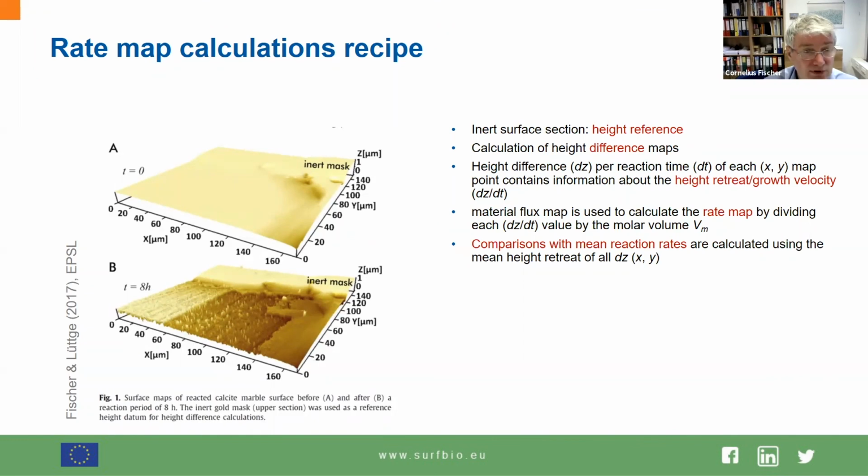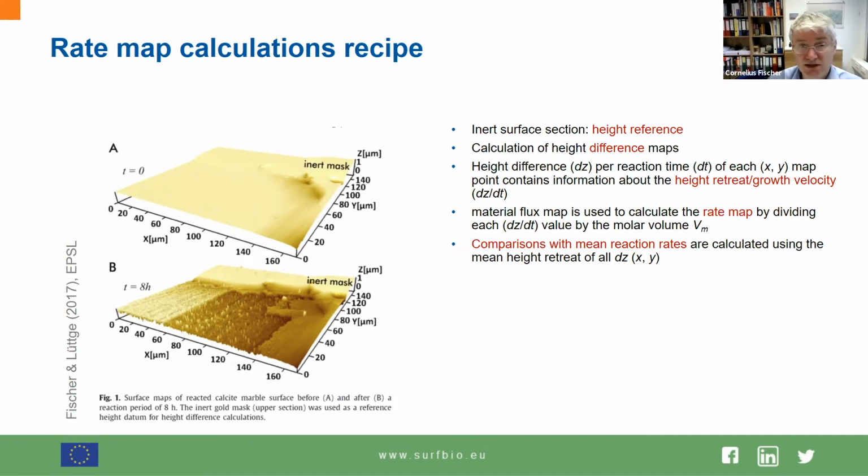So that's another example of a reacting surface. On the left side, that's the starting topography at t = 0, and that's after a corrosion of 8 hours. And what is important is to provide an inert mask as a reference surface. And with this reference surface, you can recalculate for all the other XY couples of your data set what happened to them during the reaction from each measurement to the other. We can calculate height difference maps for each XY position.